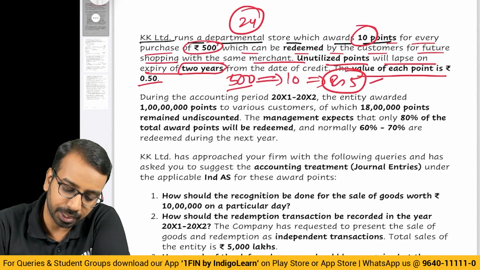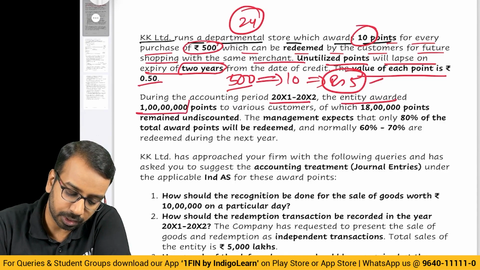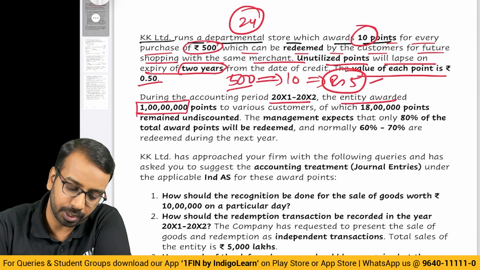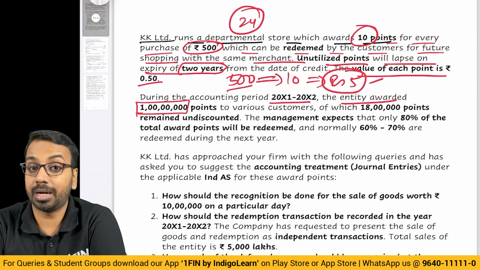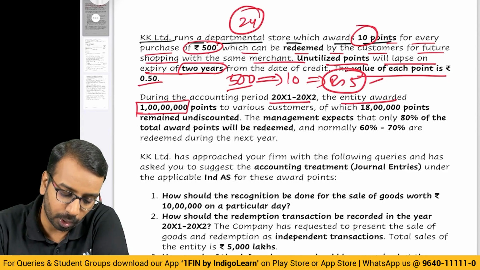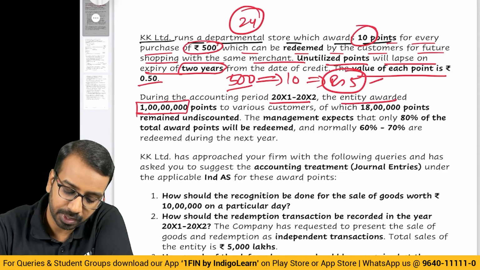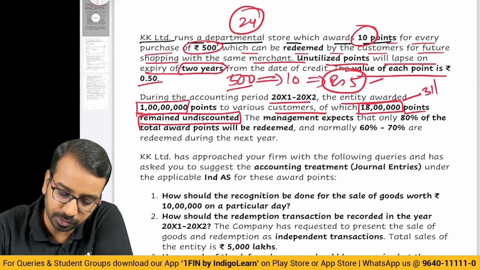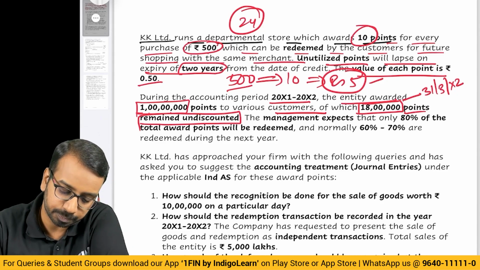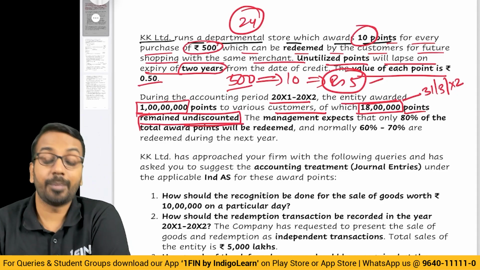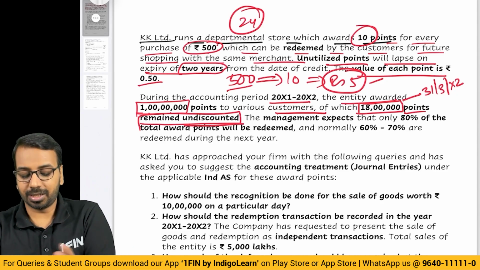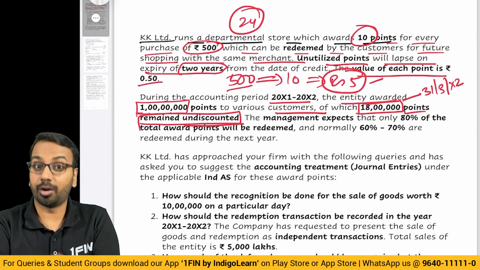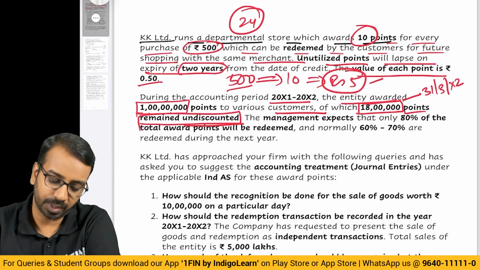During the period year 1-2, the entity awarded 1 crore points. So to award 1 crore points, how much do we need to sell? For 500 rupees you get 10 points, which means 50 times the sale. So 1 crore points means the sale is 50 crores. This was to various customers, of which 18 lakh points remained undiscounted as on 31st of March of year 2. Now actually the term should have been unredeemed. They are saying undiscounted. Maybe there is some process where you get the points, get it discounted or use it as a discount voucher. That is what you can understand.